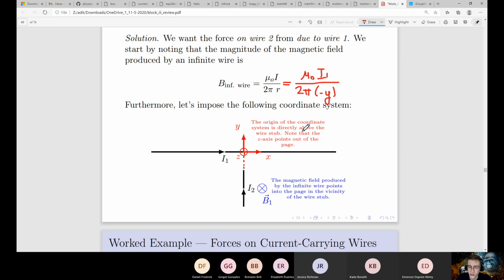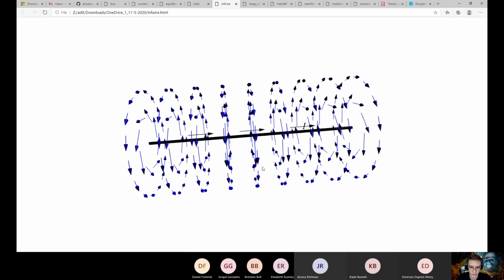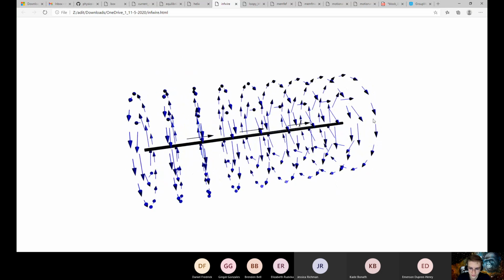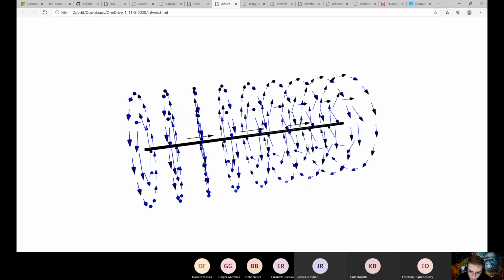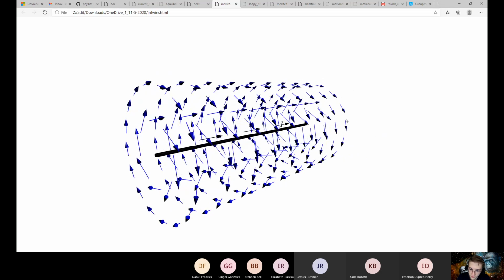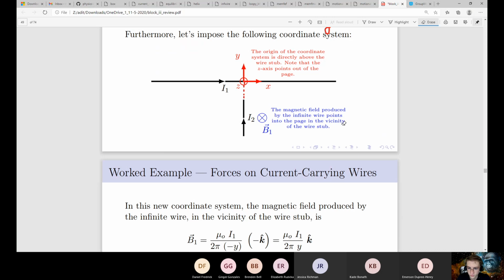And let's consider the direction the B field is. So if I pull up my infinite wire thing, here it is, and I make it such that the current is flowing to the right as it was for wire 1, then out here in front of that wire, kind of towards us, those B field vectors are pointing straight down. That's probably a bit too busy of a picture, but all those B field vectors are pointing into the page. So if I go back here, the B field due to the infinite wire in the vicinity of this wire stub is just pointing into that page. That's what I called B1 right there.